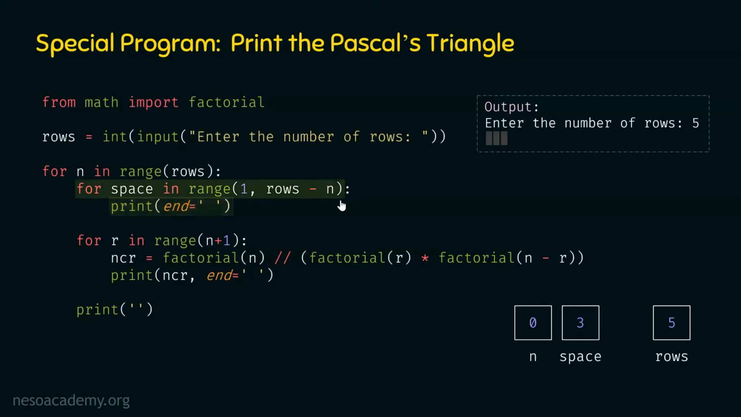Now we will execute this statement. We will get 4 here. After this, we need to execute this statement. This means that we'll get our fourth white space here. Now we got 4 different white spaces here.